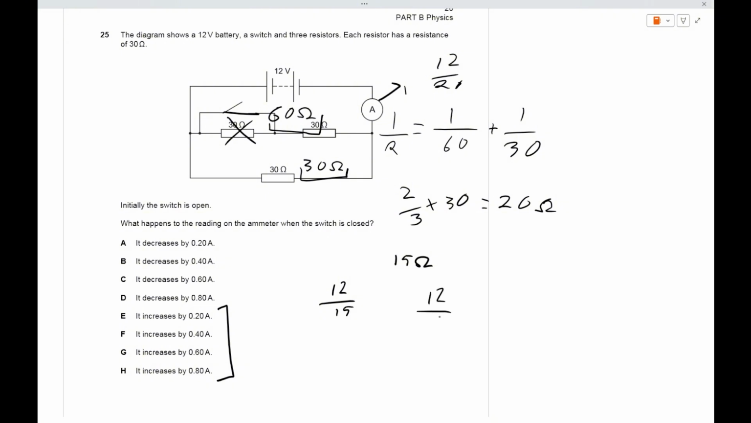The difference is 12 over 15 minus 12 over 20. So the best way to do this is keep as fractions, of course, and simplify. So 12 over 15 you can simplify as 4 over 5. And here you can also simplify this as 3 over 5. Here you divide by 3, here you divide by 4. Now they have the same base, so you can just take them away. In that case, it's 1 over 5, which is 0.2 amps, which is E.